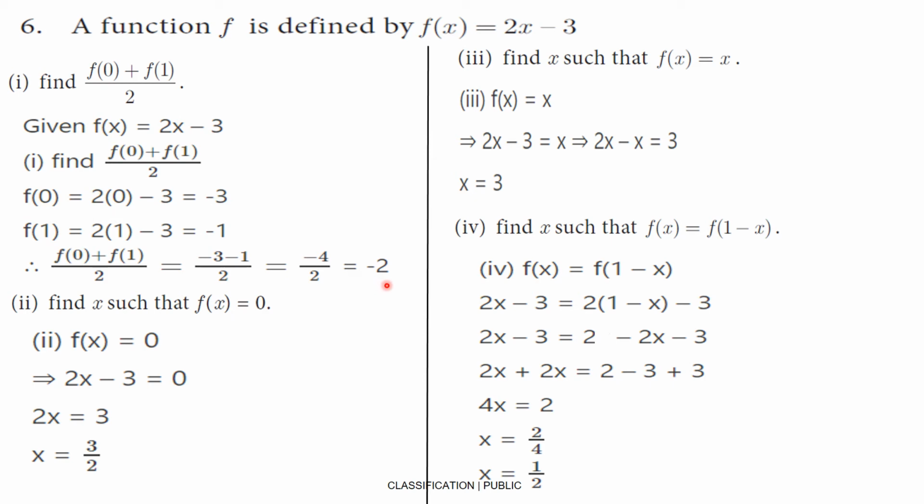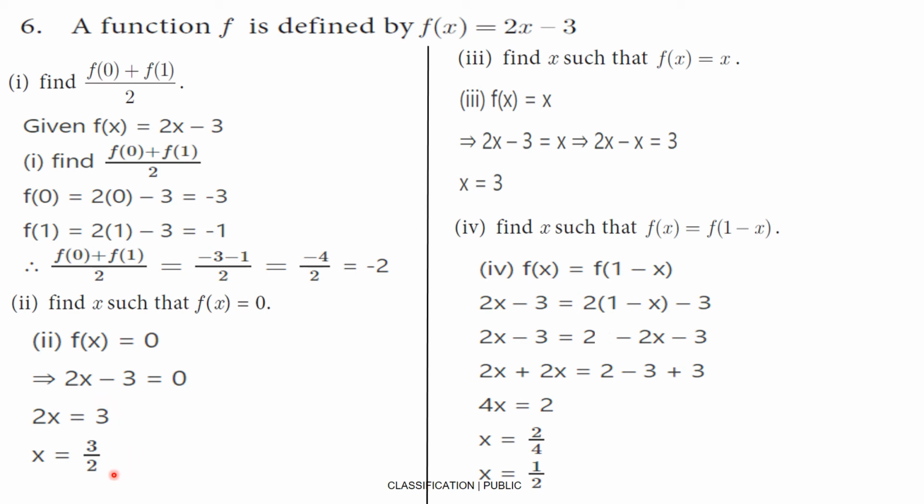Clear? Next, second question: find x such that f(x) equals 0. So the condition here is 0. What is the condition here? 2x minus 3 equals 0. So minus 3 will go to the right hand side, it will become 3. So 2x equals 3, x equals 3 by 2, the multiplier goes to the right hand side and becomes a divisor.